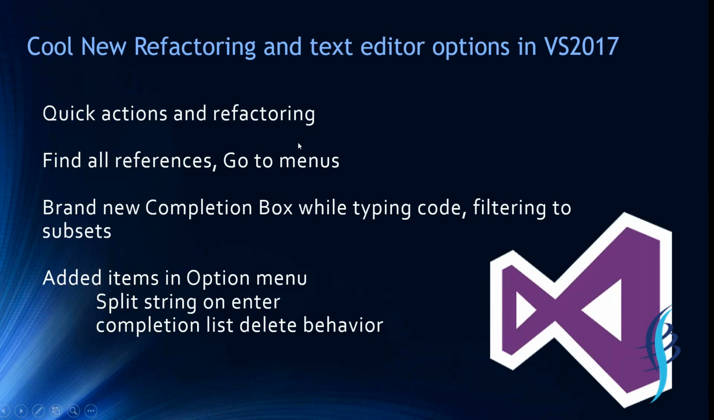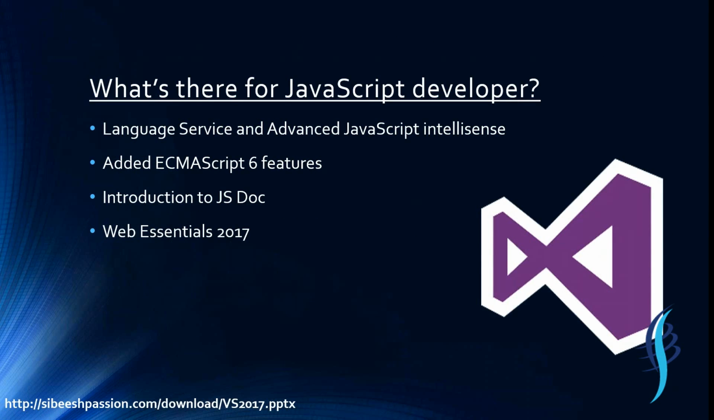That is the go-to. So in the cool new refactoring and text editor options, we have seen quick action and refactoring, find all references, go-to menus, the brand new completion box while typing code, filtering to subsets, added items in the option menu, completion list, delete behavior, and all. We have already seen that. Now we are just going to see what is there for a JavaScript developer. In VS2017, there are pretty much new features available for JavaScript developers. ECMAScript 6 features are available now with VS2017, and new language services are introduced with the help of TypeScript. We're going to see that.